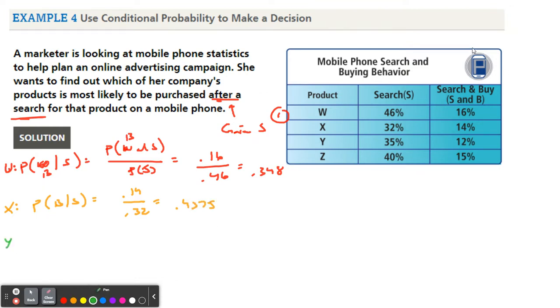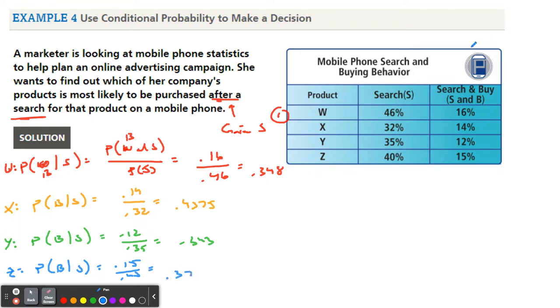Okay, next, what about Y? The probability that they buy, given that they search, is the "and" on top, so 0.12 divided by 0.35. That comes out to be 0.343. And then the last one is the Z product. The probability that they buy, given they searched, is going to be 0.15 divided by 0.40. That came out to be 0.375.